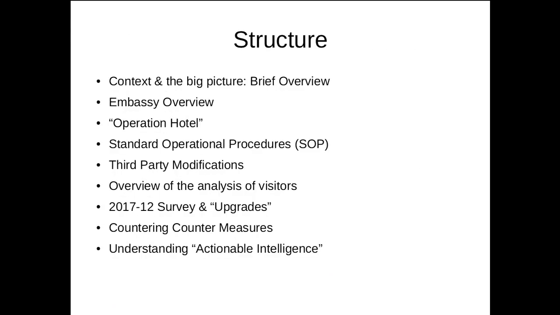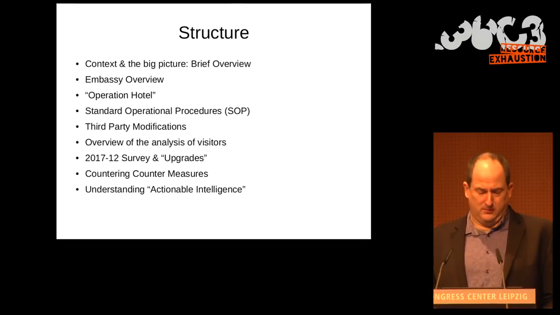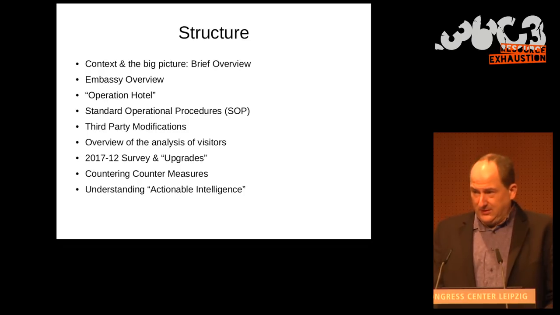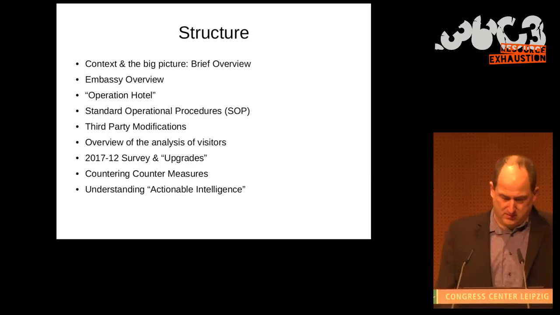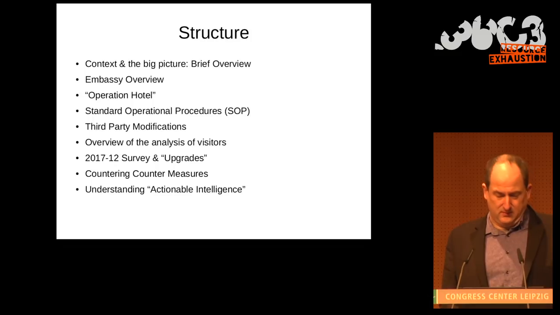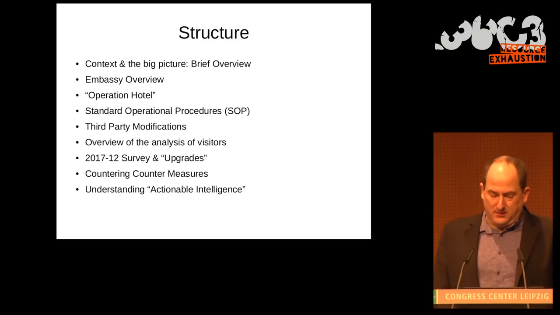As this is a rather 80 slides plus videos presentation, I thought it's a good idea to give you a rough overview of what this is about. I'm trying to give you the big picture, the embassy overview, so that you understand the building, the rooms, and so on. The so-called Operation Hotel, that was the official task of the company at the time to protect the embassy against people intruding and so on, taking care of the guests, so they had their own terminology. The standard operating procedures in place, the modifications that, as indicated, David Morales instructed or got instructed from US intelligence to do. Overview of what they collected on visitors.